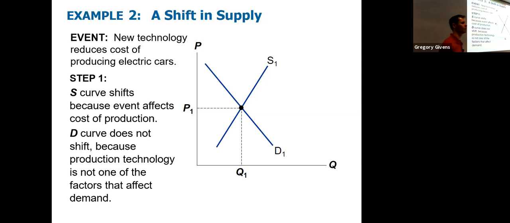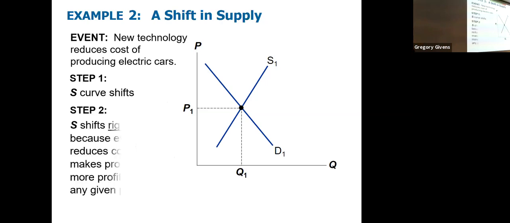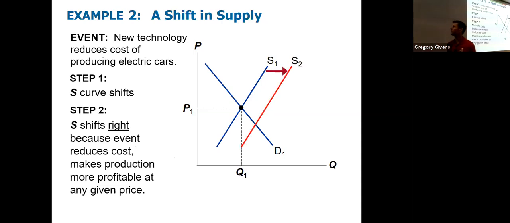And which direction will the supply curve shift? If there's an improvement in technology that reduces costs, that's going to cause the supply curve to shift to the right. That's kind of similar to a reduction in input prices. So the supply curve shifts out here to S2. Now we can figure out what happens to price and quantity.